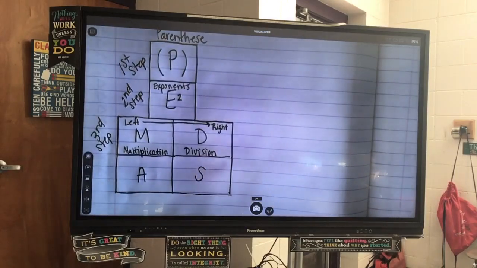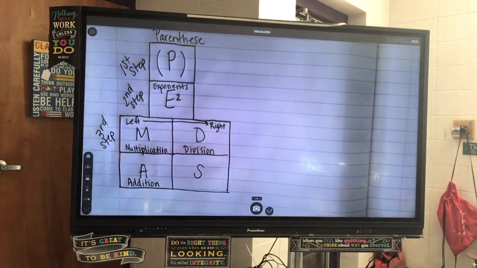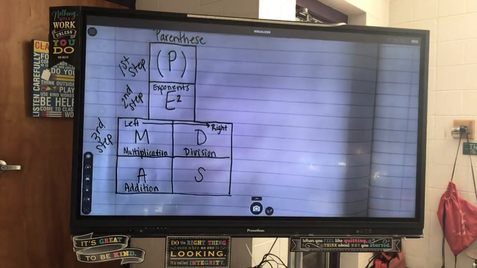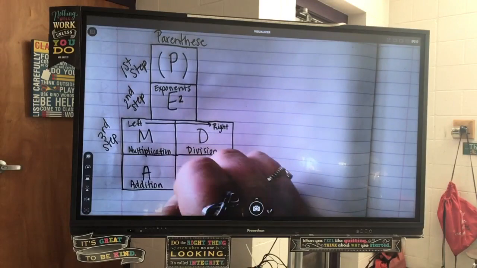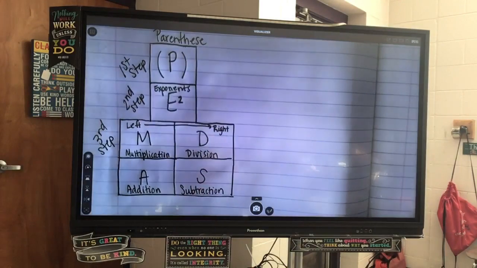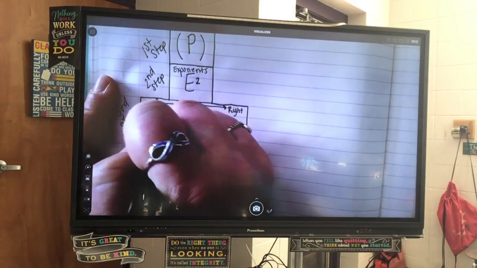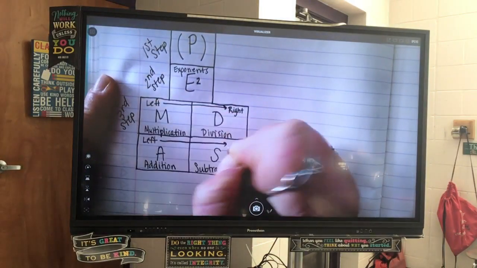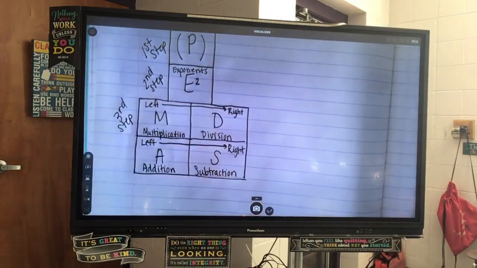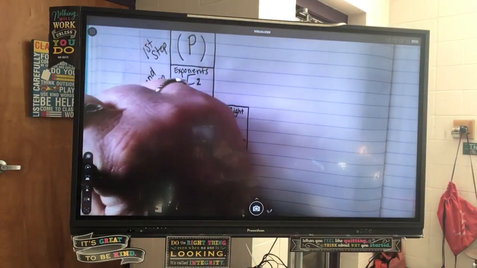And then what does the A stand for? Jonathan? And the S, what does the S stand for, William? Subtract or subtraction. Okay. Alright, and again, the same rule applies there as for multiplication and division. You go left to right. So whichever appears first in your problem is what you do. And this is your last step, or the fourth step.